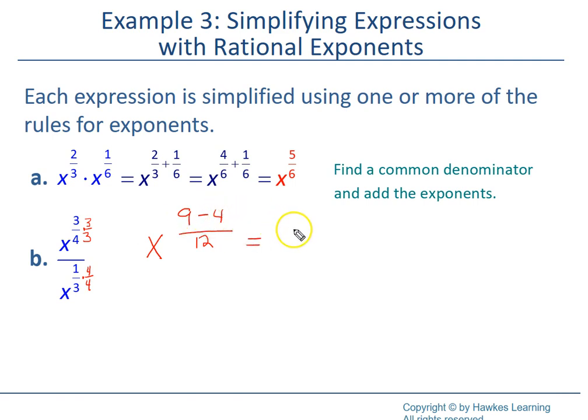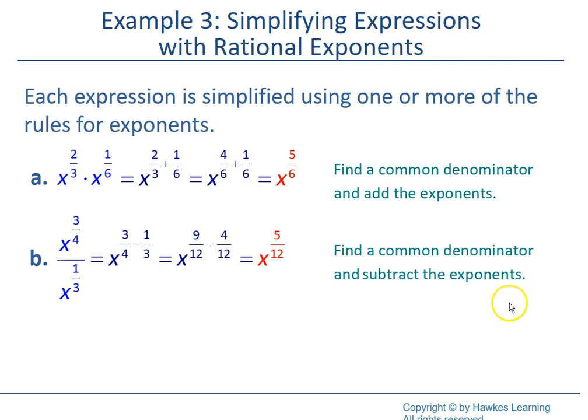So now I just do the subtraction, and I get x to the 5/12. And that is that simplified. Remember, you can always pause and rewind. And they're showing the common denominator, and then finally the answer.